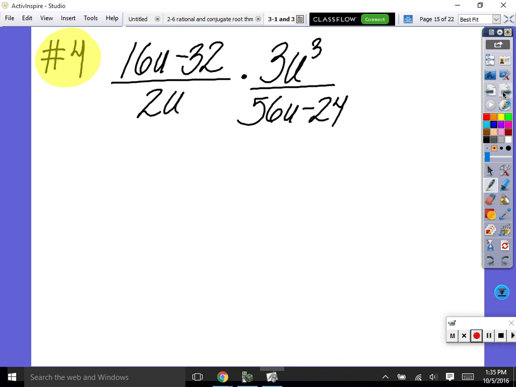Okay, let's do number 4. Here we go. Number 1, I multiplied it out just to show you. You could see it either or. There was nothing more we could do.